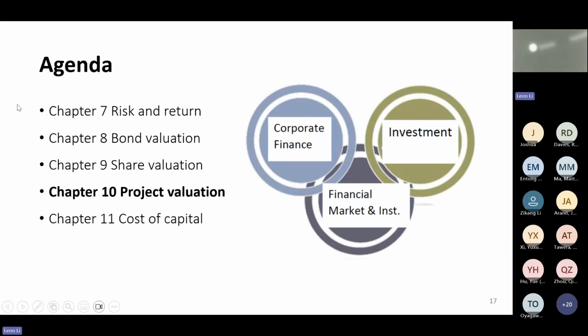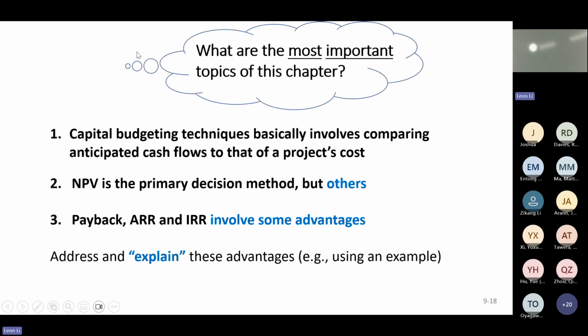Okay, next, project variation. So we know bond variation, share variation. Next, project variation. So capital budgeting. Capital budgeting techniques, I like to highlight this. We have several capital budgeting techniques, right? Not just NPV, we have others.